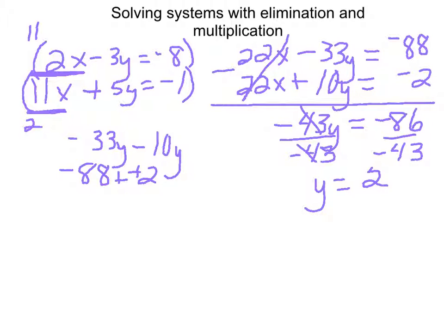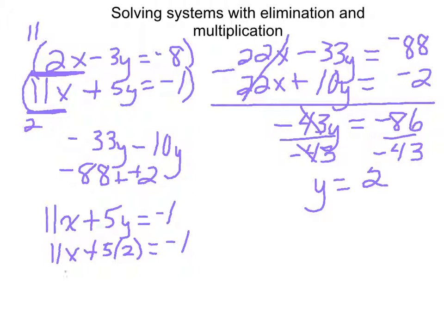Now, as you've learned about systems of equations, when you have a solution, there's an x value and a y value. We found the y, so we go back and take any of the equations that we have and plug in 2 for y. I'm going to choose the 11x one just because I feel like it. So I have 11x plus 5y equals negative 1. I know that y is 2, so 11x plus 5 times 2 equals negative 1.